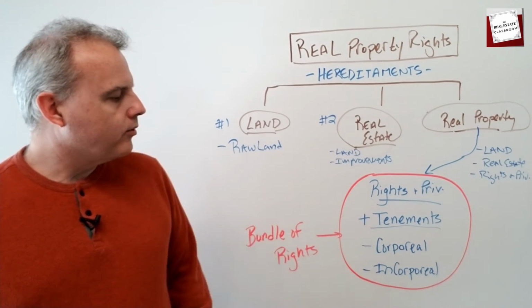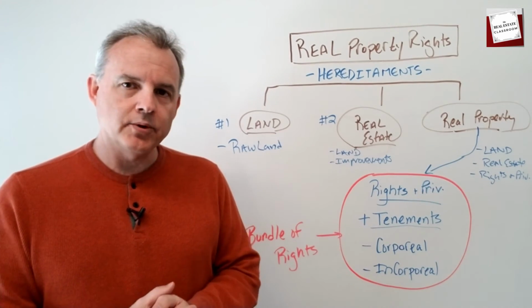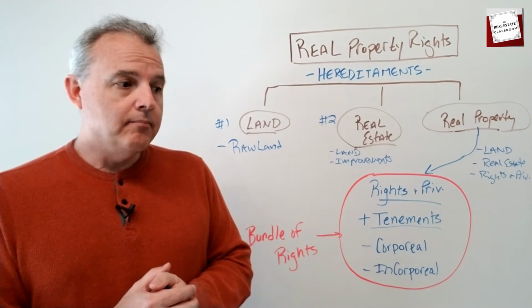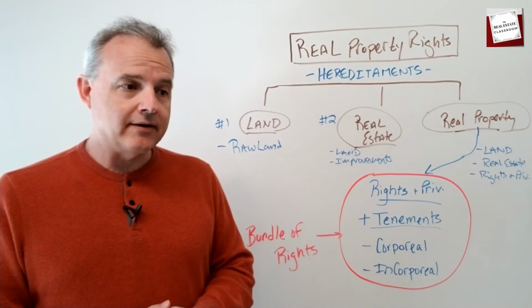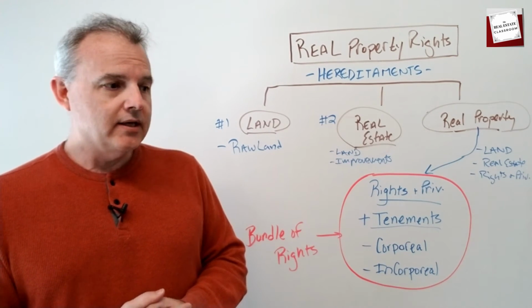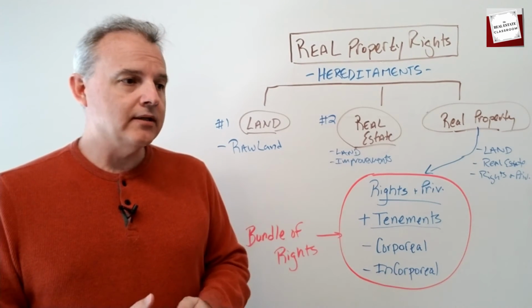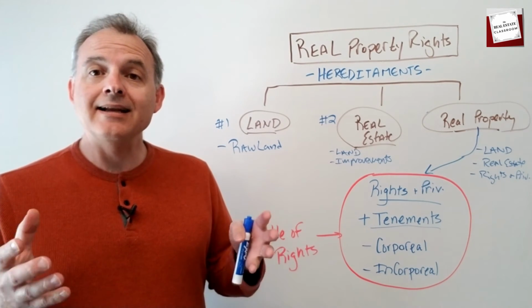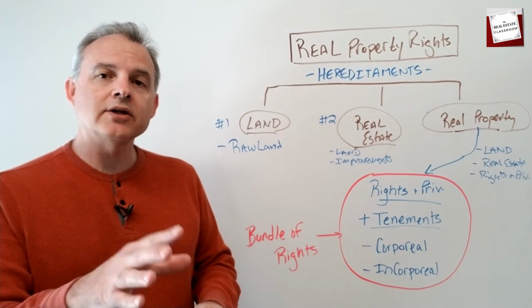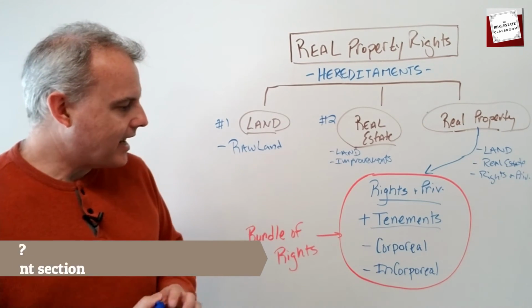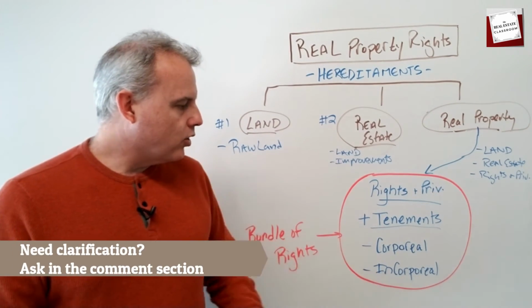Intangible or incorporeal rights are things that do exist, but you can't touch or feel them. For example, an easement is something that's real. It passes with the title. It is something that an owner has to deal with. It exists. However, you can't touch or feel it. It's intangible, so it's called an incorporeal right.